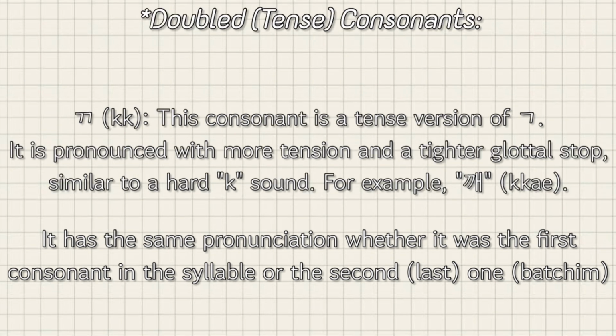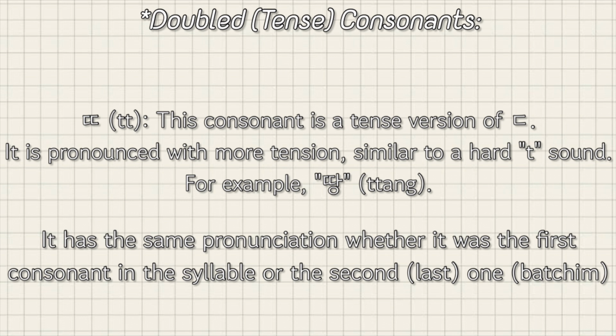Now, let's see the doubled or the tense consonants. Ssangkiyok. This consonant is a tense version of kiyok. It is pronounced with more tension and a tighter glottal stop, similar to a hard k sound. For example, kke. It has the same pronunciation whether it was the first consonant in the syllable or the second one, which is the bachim.